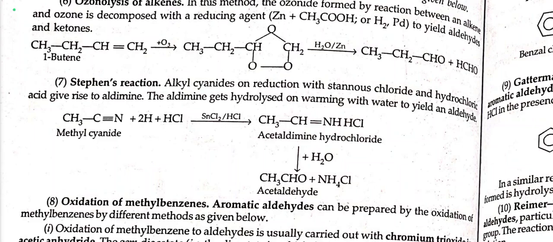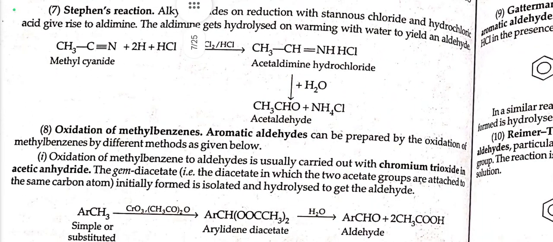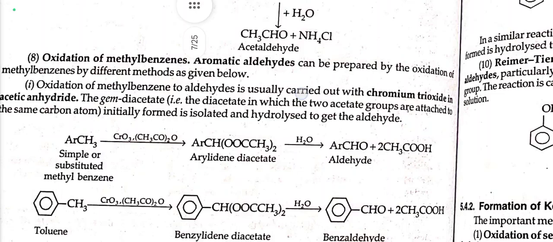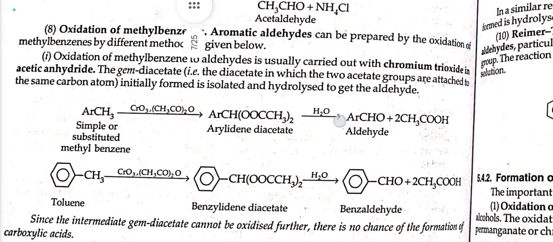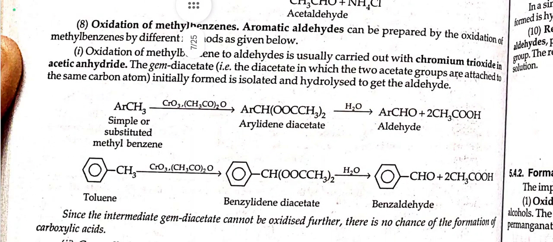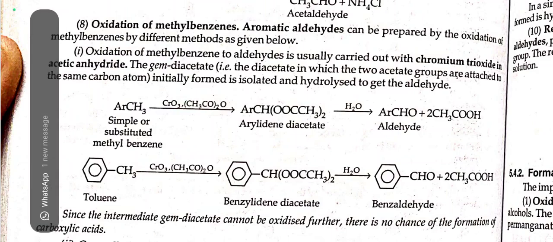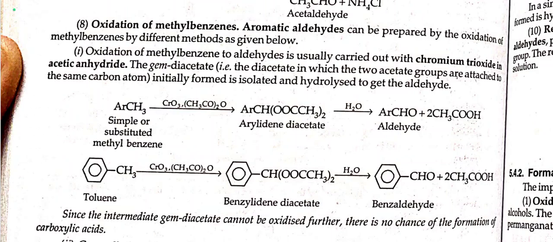Seventh is Stephen's reaction. Alkyl cyanides on reduction with stannous chloride and hydrochloric acid give rise to the aldimine. The aldimine gets hydrolyzed on warming with water to yield an aldehyde. Eighth method is oxidation of methylbenzene. Aromatic aldehydes can be prepared by the oxidation of methylbenzene by different methods as given below.